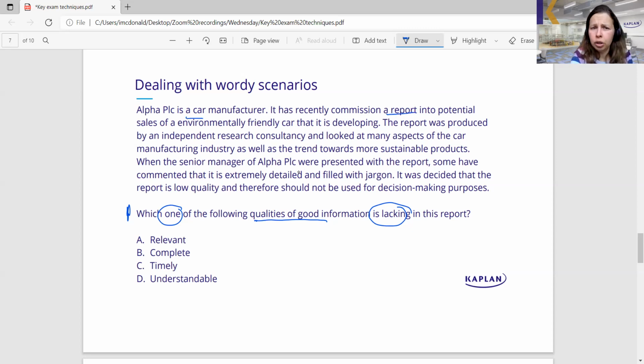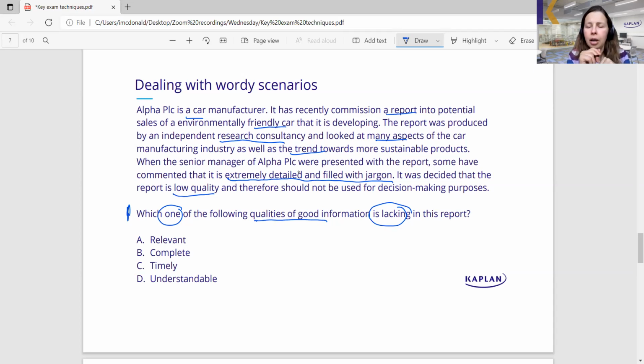Apparently, that report is to do with environmentally friendly cars that it is developing. There was a research consultancy making this report, and they looked at lots of aspects of the industry. They looked at the trends. But when senior managers of Alpha were presented with the report, they said it's extremely detailed and filled with jargon. So straight away I go, okay, that's what's not right about this report. It's extremely detailed and filled with jargon, and therefore the report is of low quality.